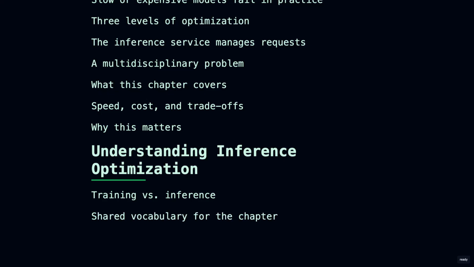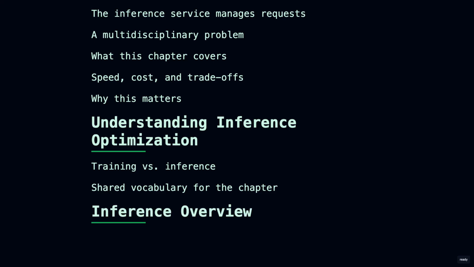This section gives us the common terms we'll use throughout the rest of the chapter. If these ideas already feel familiar, you can move quickly to the part you need. In this section, we'll define what an inference server does and why it matters in production. Then we'll look at the main bottlenecks that shape how you design and optimize it.